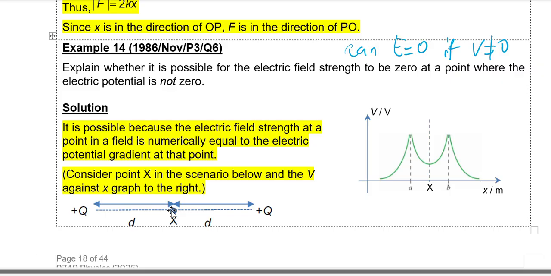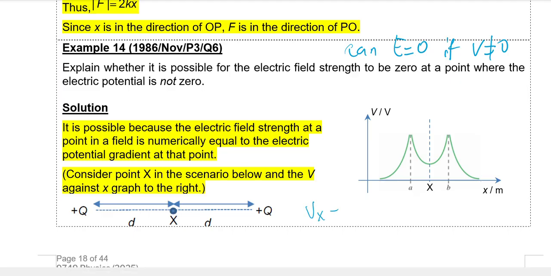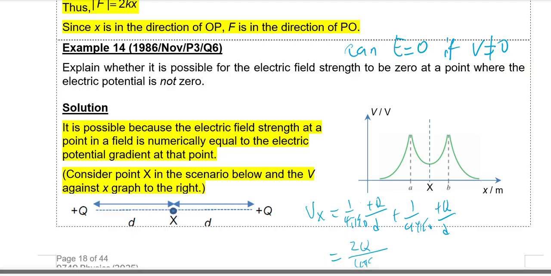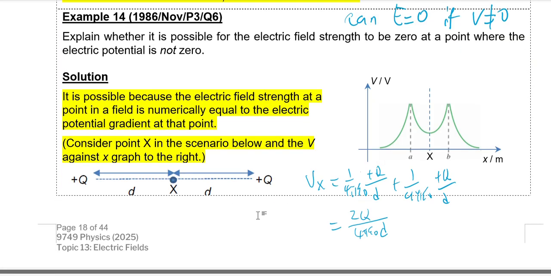Clearly the answer is no, because the potential at X will be given by 1 over 4 pi epsilon naught times Q over D, plus 1 over 4 pi epsilon naught times Q over D. So actually it's equal to 2Q over 4 pi epsilon naught D. So the potential is not zero.